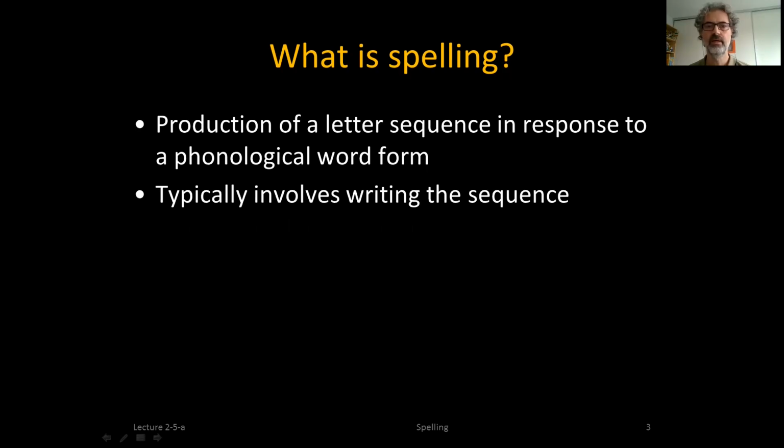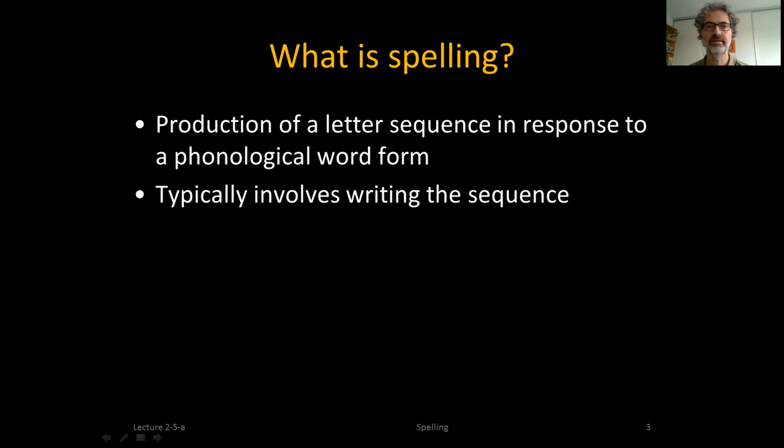So usually when we say spelling, we imply that the letter sequence is produced by writing. Writing means to put the letters on paper. So use a pencil and actually write the letters. So writing and spelling are not the same thing. When we evaluate spelling, we evaluate the letter sequence itself. When we evaluate writing, we may be evaluating other things.